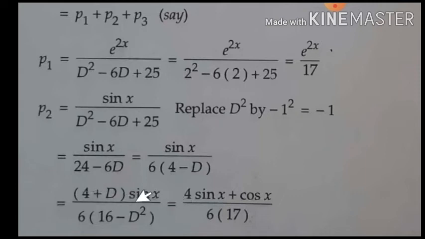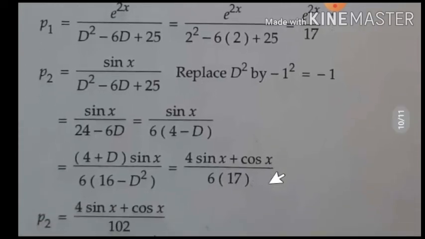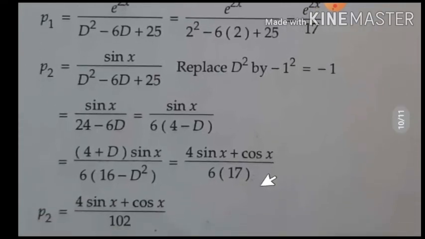Open the bracket, 4 into sin x, d into sin x. What is the meaning of d into sin x? Differentiate sin x is the meaning. So the derivative of sin x is cos x. Then further simplify the answer. So in the denominator you will get 1 not 2. So we obtain P1, P2, next P3.